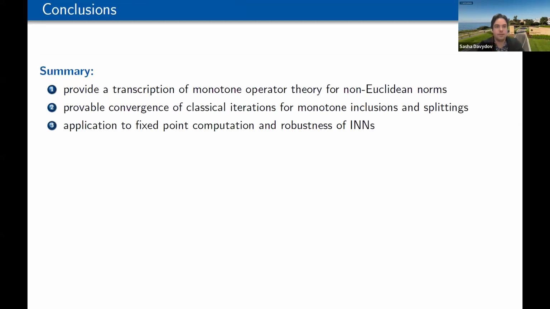Let me begin to wrap up. So in summary, we provided a transcription of monotone operator theory toward finite dimensional normed spaces with non-Euclidean norms. We showed provable convergence of standard iterative methods in monotone operator theory in this case. And then I showed how you can apply these tools to fixed point computation and the robustness of implicit neural networks by estimating Lipschitz constants.